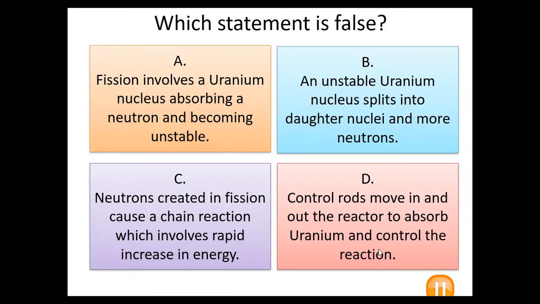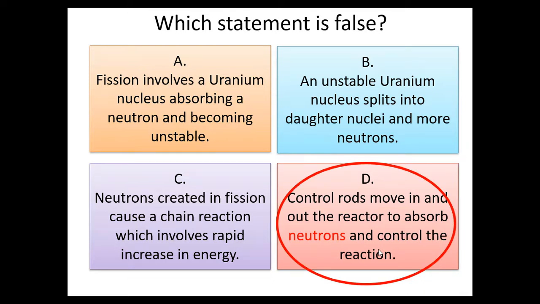Okay, so let's round up some of these ideas. Which of these statements is a porcupine, which is East London slang for lie? Pause the video and pick, please. Okay, so it was in fact D. Control rods move in and out of a reactor to absorb neutrons and control the reaction.